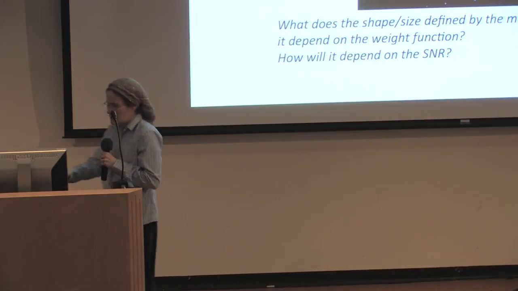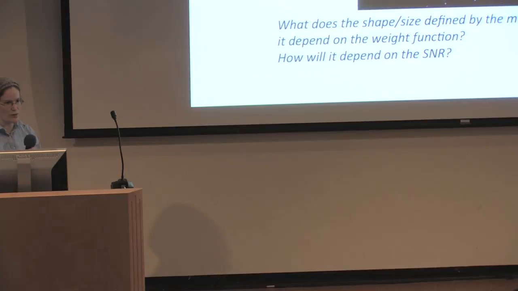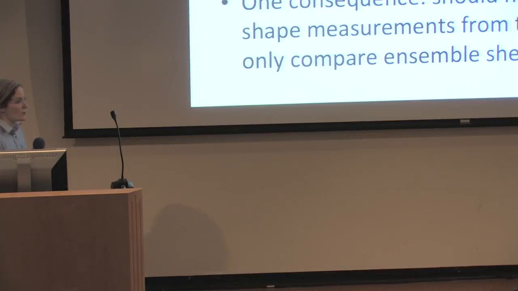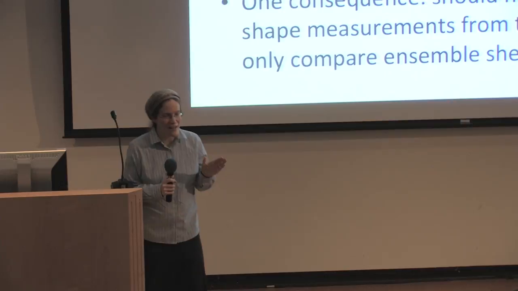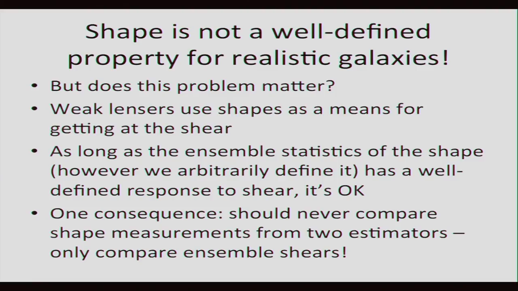Now, somebody who is worried about galaxy morphology won't say this, but as a weak lenser, I'm very happy to say that the shape of a galaxy is not even necessarily a well-defined concept. At some point, weak lensers have to make a completely arbitrary decision about how we're measuring the shapes, and that's okay. Different people with different measurement methods are going to get different answers for the same galaxies. And that's fine, there's nothing wrong with that, as long as they both know how their shape measurement that they've defined responds to a weak lensing shear.